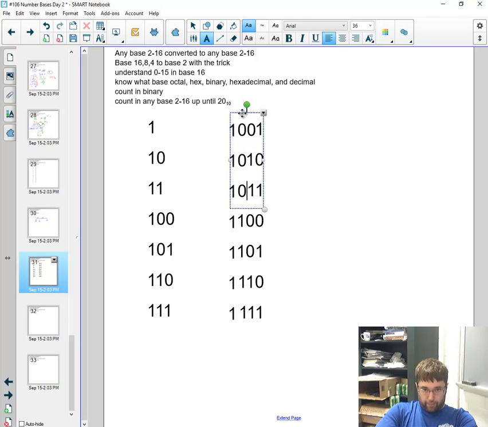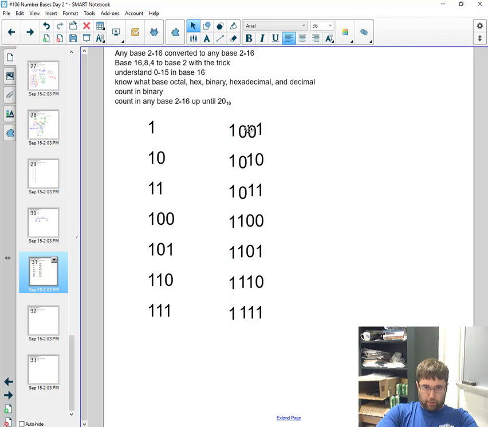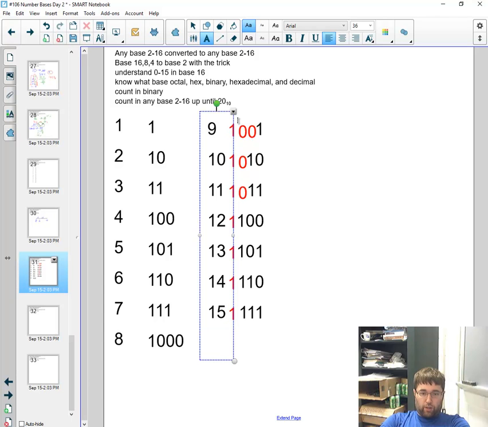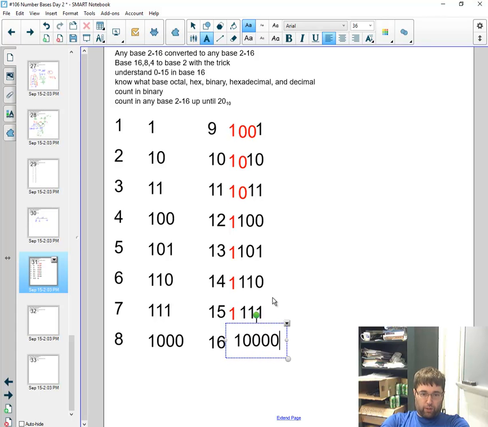And look at that. I did that on purpose, and let's even change the colors. Ooh, I'm getting all pretty. So those are the only numbers we need to change to count from 1 to 7, and then we need to count all the way up to 20. So 16 is going to be 1, 0, 0, 0, 0.